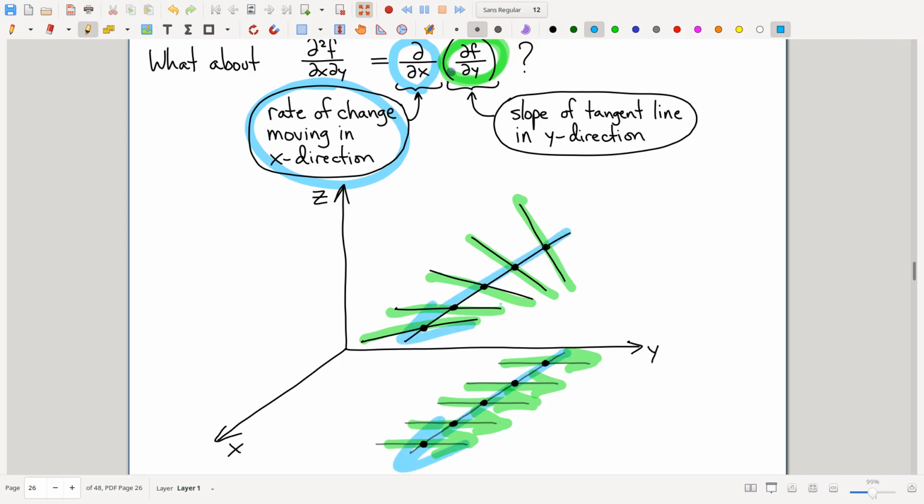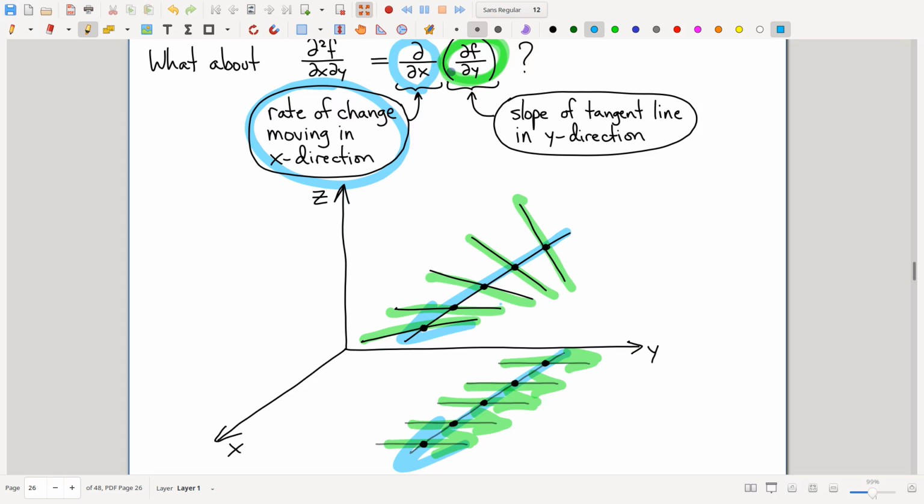So as I kind of move along, as I'm coming out of the page, if you will, these slopes back here, as I come out of the page, those slopes you can see are kind of changing. See my little hand wave here.